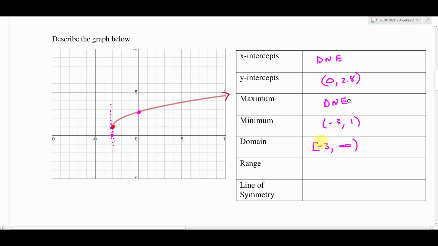Okay, so remember, square brackets are for numbers that you can get to, which we can. That's why they have a closed dot on the end. And the curved brackets are for numbers that you will never get to. All right, so infinity is one of those numbers.